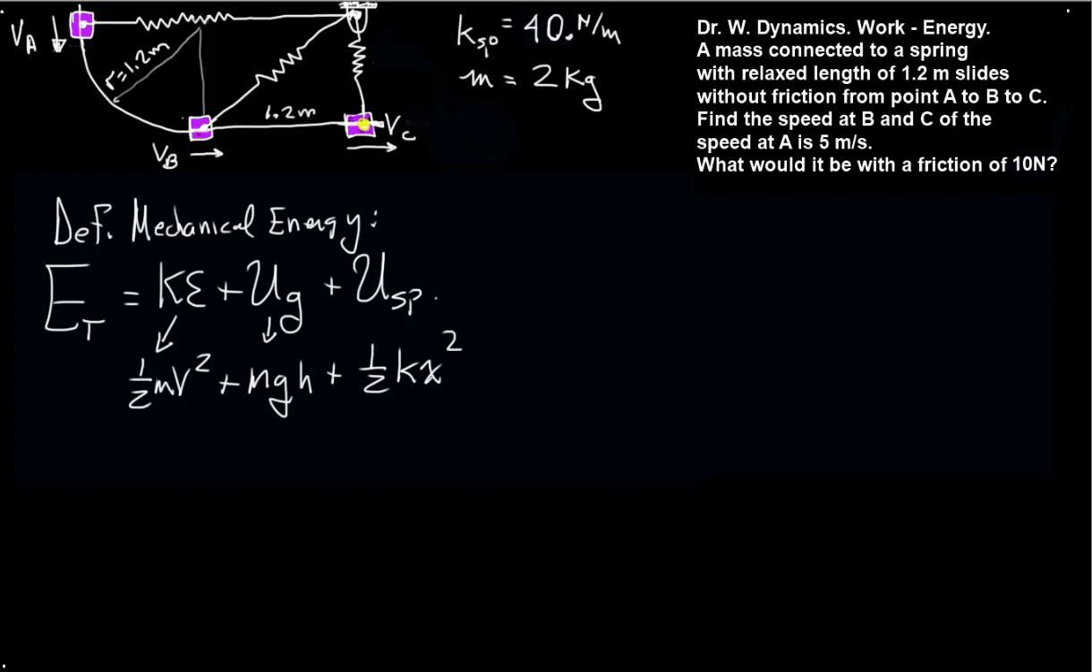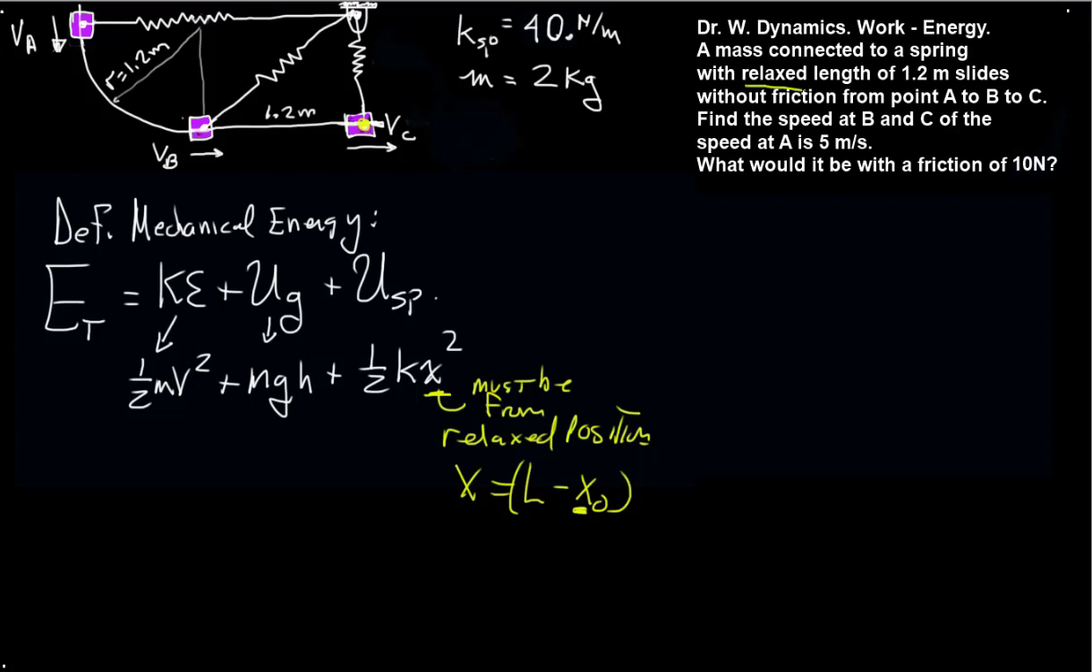Now it's important to note that this x must be from the relaxed position. So x is equal to L minus x0, where x0 is the relaxed length of the spring. And we're actually told that in this problem it has a relaxed length of 1.2 meters.